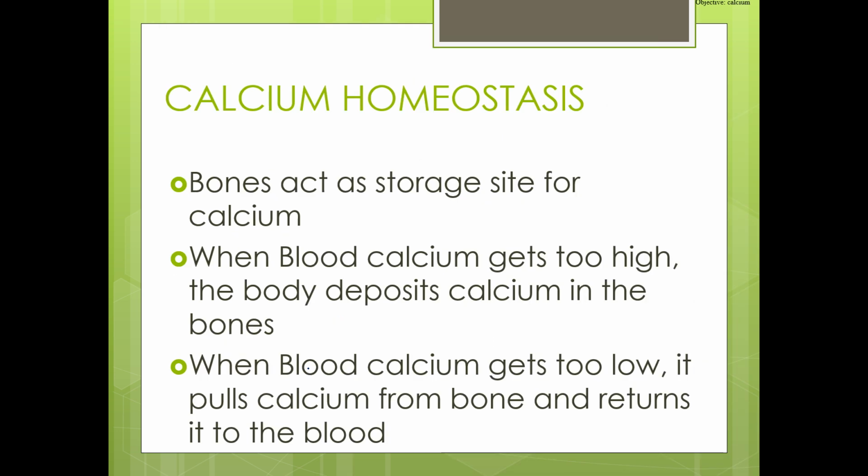So calcium homeostasis, keep in mind, bones act as a storage site for calcium. So when blood calcium gets too high, the body deposits calcium in the bones. When blood calcium gets too low, the calcium goes from the bone and goes into the blood. So again, keep in mind your bones are storage for calcium based on the needs of the circulatory system.